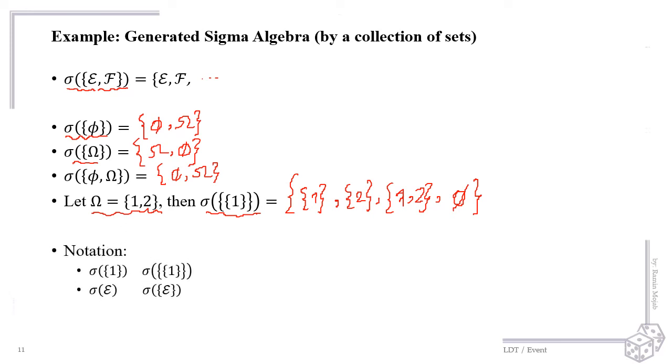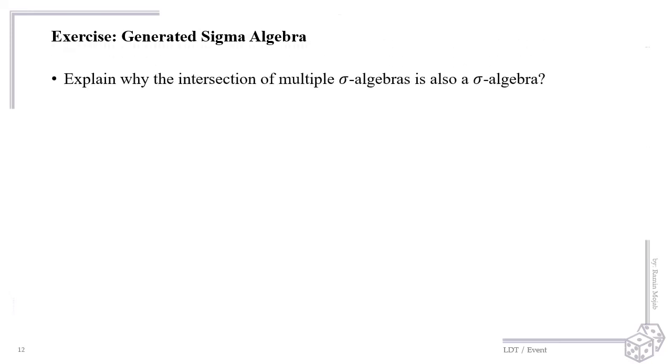Note the notation that I used. I didn't use this notation. I used two brackets because I wanted to construct a collection of sets. The same is true here. This is a set, but this one is a collection of sets. Therefore, by definition, it's better to use this one. I have an exercise for you. Explain why the intersection of multiple sigma algebras is also a sigma algebra.